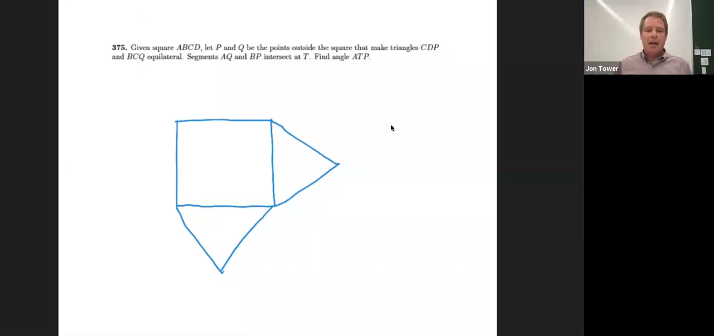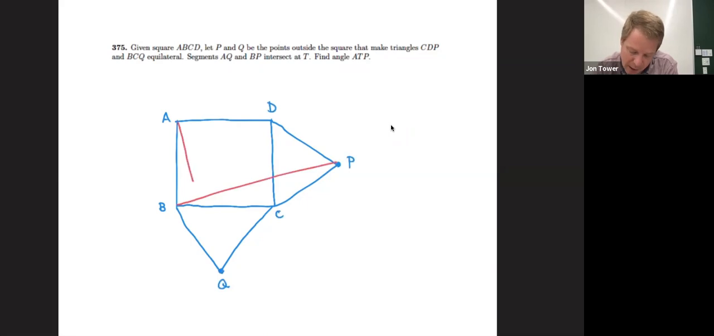Okay, I think we're all back. From what I saw in most of the rooms, you noticed that this picture was very similar to the picture of the problem we did, number 370. It's a different problem though, right? This one says, given this square ABCD, create these points P and Q so that the two triangles BCQ and DCP are equilateral. Then it says, let segments AQ and BP, so the segment from B to P looks like this, and A to Q looks like this, intersect at some point T. Can you find the measure of angle ATP?